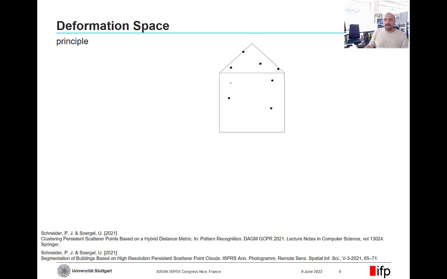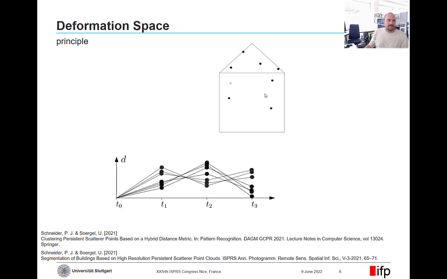So how do we find groups or clusters in such a point cloud? For future considerations, let's look at this two-dimensional example here. Here are some PS points scattered on a simple building. And for each PS point, we also have a time series. We can now treat these time series as points in a three-dimensional deformation space, with one dimension per deformation date.